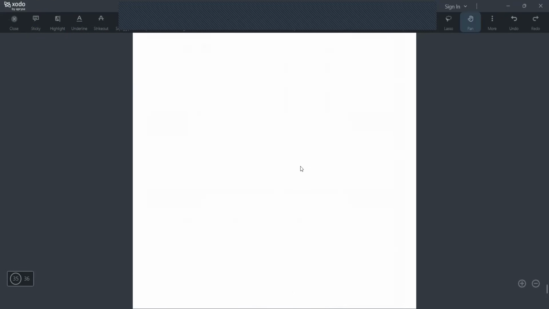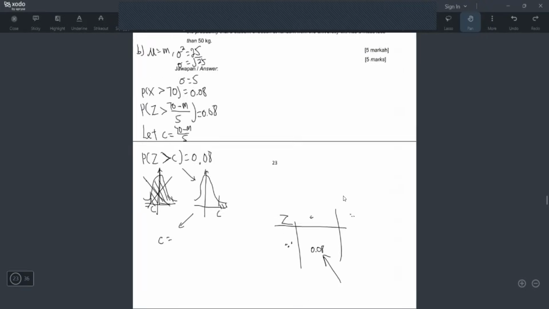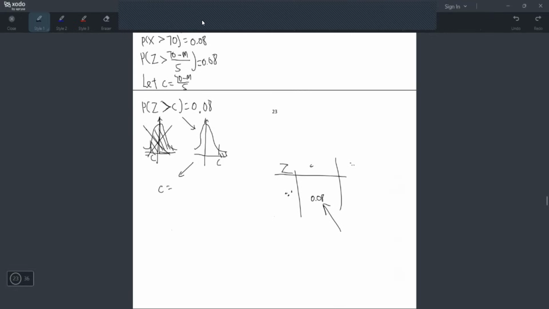Okay, 1.406. But is it positive 1.406 or negative 1.406? Positive. Why positive? Because just now you already know the C is positive, right? But of course, if it's this case, then you have to put a negative at the end. All right, so this is my C answer, but I want to find M. So don't forget to change your C back to 70 minus M over 5 equals 1.406. So now how to find your M? Let's move the 5 first. So 1.406 times 5. Press calculator. 7.03, right? So your M will be 70 minus the answer. My calculator gives me 62.97, right?